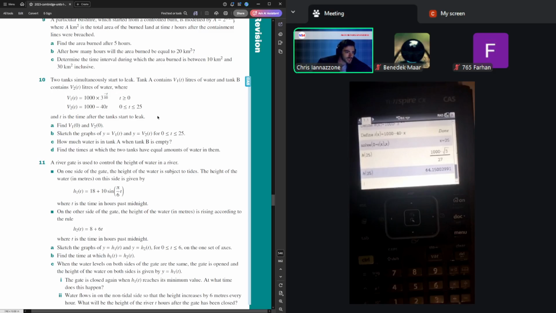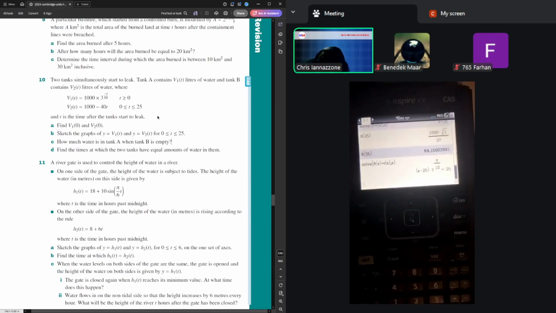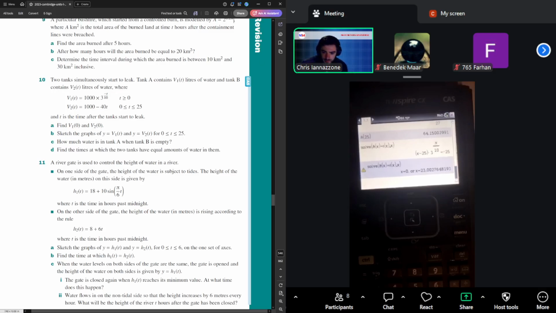Part D, find times at which the two tanks have equal amounts of water in them. Well, it's going to be at t equals 0. We already know that the volume is 1,000. But the other time could just be solved with the CAS, forcing the two functions equal to each other. One of our solutions we expect, oops, I guess we're not going to get exact here. We're going to get our t equals 0, and in this case t equals 23, which we would observe on the graph if we had time to graph them.